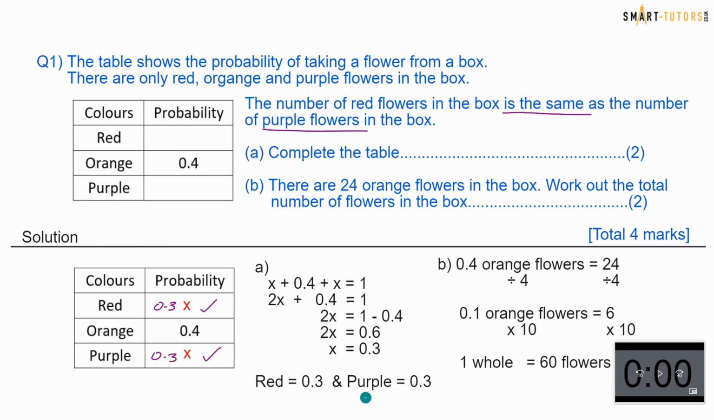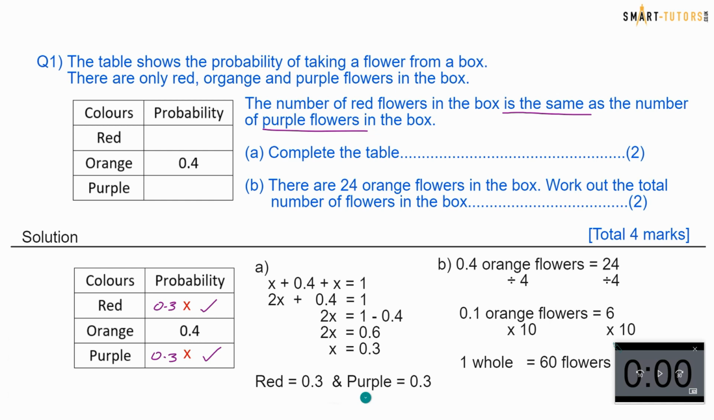Second question, there are 24 orange flowers in the box. So orange flowers are 24, right? So you have to make a statement here: 0.4 probability orange flowers is 24. So make the 0.4 into 0.1 by dividing by 4 on both sides. So 0.1 probability is giving 6. So times it by 10 on both sides to make the probability 1 whole. So the whole together, 60 flowers are going to be there.